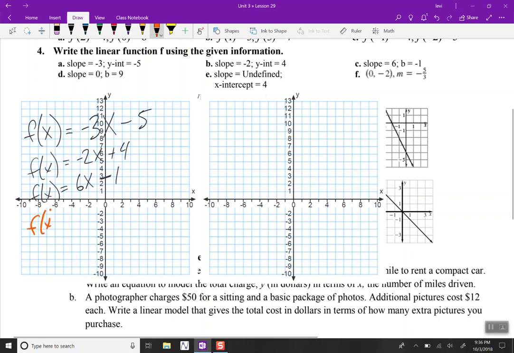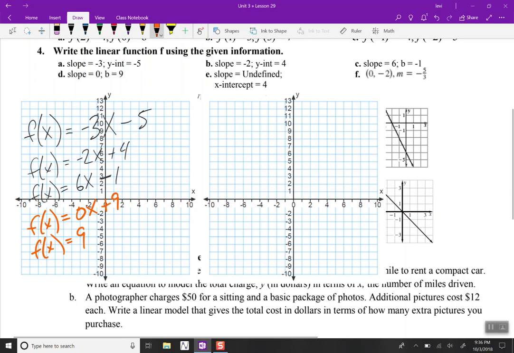D, f of x equals the slope of 0, so let's think about this for a second: 0 times x, right? And b is 9, so plus 9. Now what is 0 times anything? 0 times anything is 0, so really this would just be f of x equals 9. Where else do you see that? y equals 9, right? What is that? That's just a horizontal line here at 9.